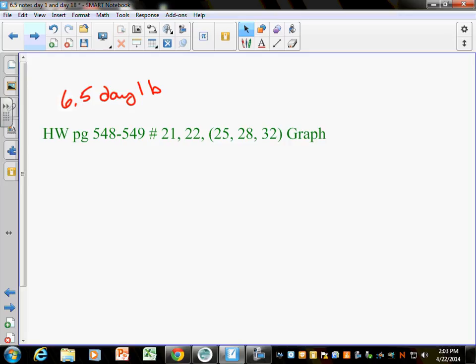So, 6-5, day 1. Tomorrow we're doing an activity. Thursday we are doing day 2 of 6-5. Sam, you're going to be going on Thursday on a field trip? We're doing 6-5 day 2, so you'll want to get some notes from me when you get back, because it's kind of a big day putting it all together.